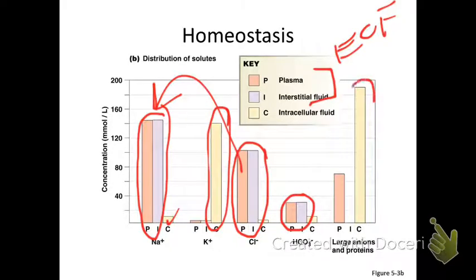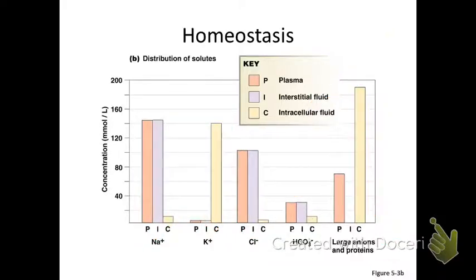Look what we see right here, that inside the cell there are more anions and proteins. So this means that there's more negative charges inside the cell than there are outside the cell. Again, very important. More negative charges inside the cell than outside of the cell.